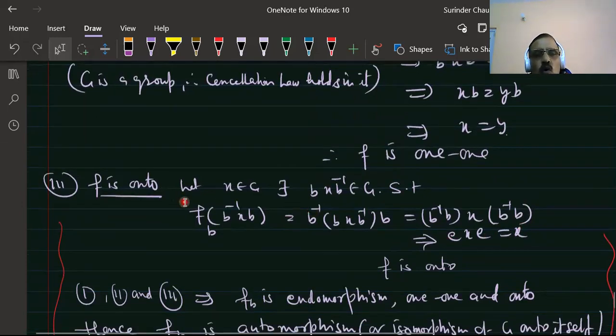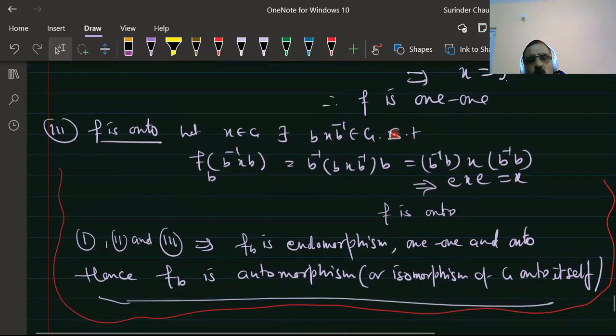Now we will show f_b is onto. For all x belonging to G, there exists b x b inverse belonging to G such that f_b of b x b inverse is equal to b inverse b x b inverse b, which is e x e, equal to x. So f_b of b x b inverse is equal to x, which implies f_b is onto. First, f_b is an endomorphism; second, f_b is 1-1; third, f_b is onto. This implies f_b is an automorphism, an isomorphism from G to G. Thank you.